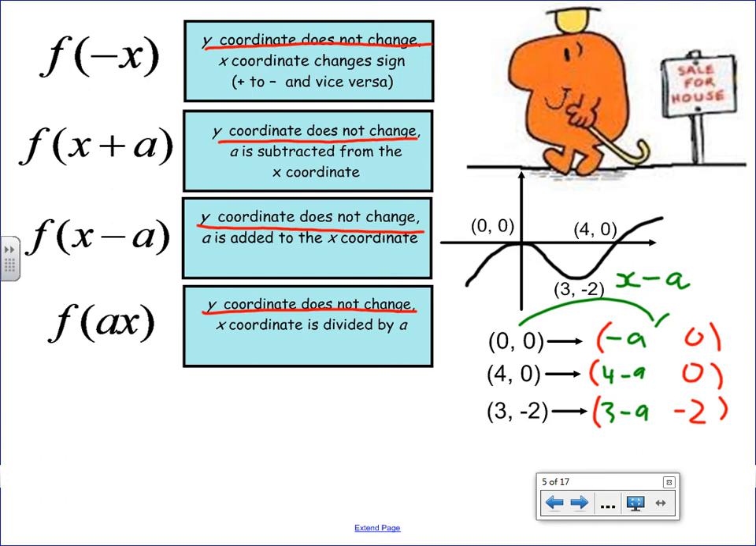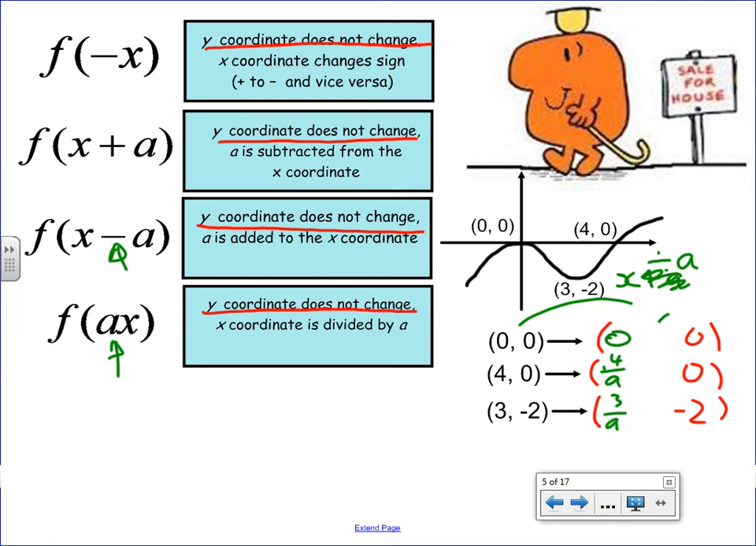The next one, f of x minus a. You think you're going to subtract, but no, you do the opposite, you add. So it would be adding a to everything. And then again, you do the opposite. You think you're going to times by a, but you don't, you divide by a. So this final one, the coordinates would be, well, 0 divided by a is still 0, 4 divided by a, 3 divided by a.